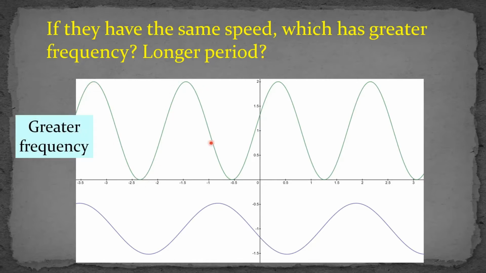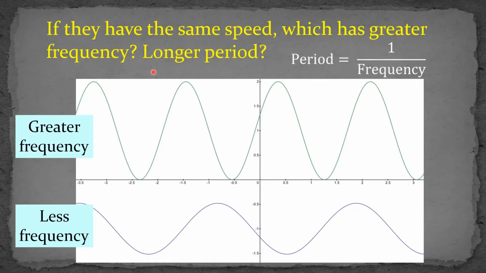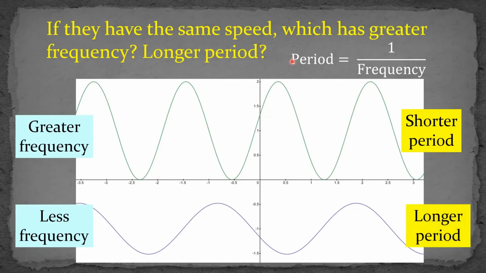More oscillations in the same distance is the same as saying more oscillations in the same amount of time if you know they have the same speed. Okay, that would mean the lower one has less frequency. To answer the second question about the period, we need to remember how period and frequency relate, and the key is that they're inversely related. So the greater frequency is a bigger number that I'm putting into the denominator. Mathematically, that works out to give me a smaller total result. So the one with the greater frequency will have the shorter period. The one with the smaller or less frequency will have the longer period.